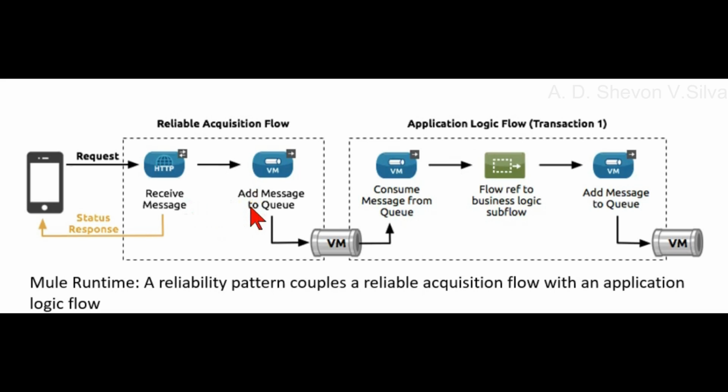The application logic flow, the right side of the diagram, delivers the message from the event source that uses a transactional connector to the business logic for the application.